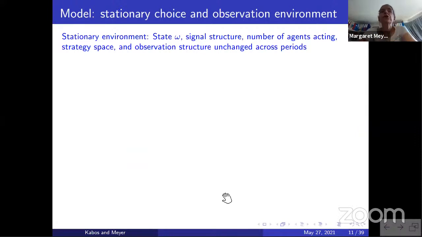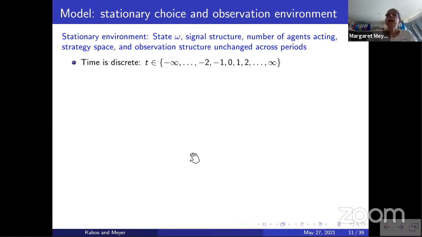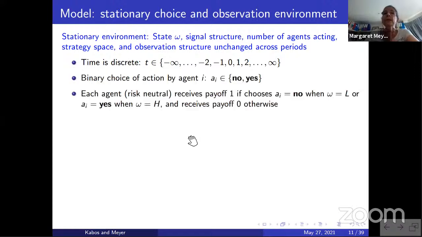Okay, so let me turn to the environment. I'm going to be analyzing a stationary environment, by which I mean the state omega, the signal structure, the number of agents acting, the strategy space, and the observation structure is unchanged across periods. Time is discrete because I want to analyze steady states. It's natural to think about time beginning at -infinity.